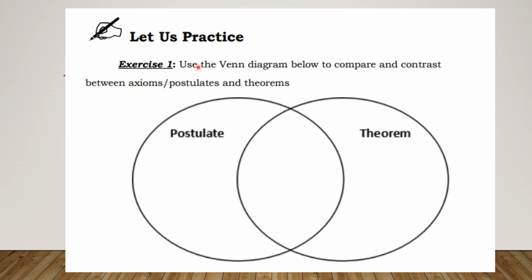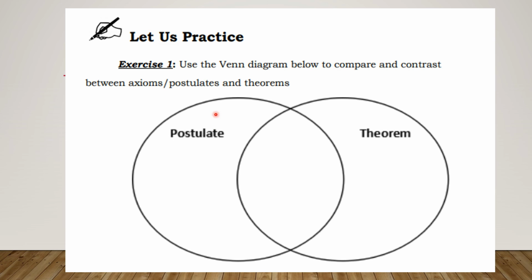Okay, so let us try to practice now with this activity. Use the Venn diagram below to compare and contrast axioms, postulates, and theorems, based on what we have learned. So let's try to compare and contrast the similarities and the differences of postulate and theorem. Okay, so you can write your answer on clean paper, then take a picture and send it to me later on.